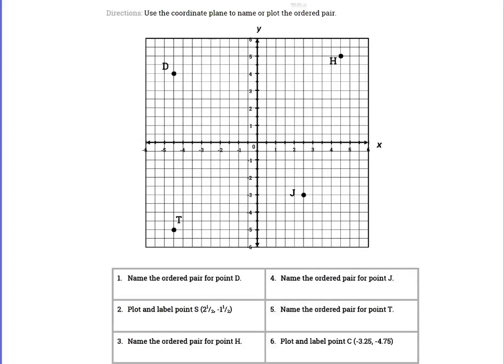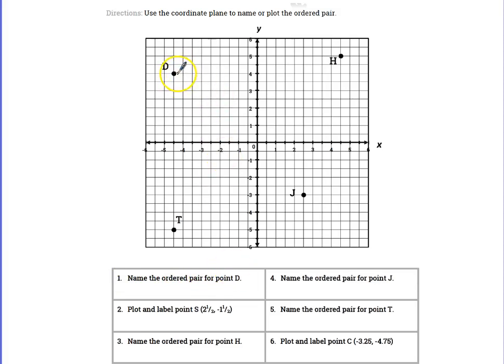So now let's go on to student practice. Oh, and we got a number of different things to do here. So for student practice, I'm going to take a look at what I need to do for number 1 first, because my directions are the same. Use the coordinate plane to name or plot. So I'm going to do one or the other. The ordered pair. And number 1, name the ordered pair for point D.